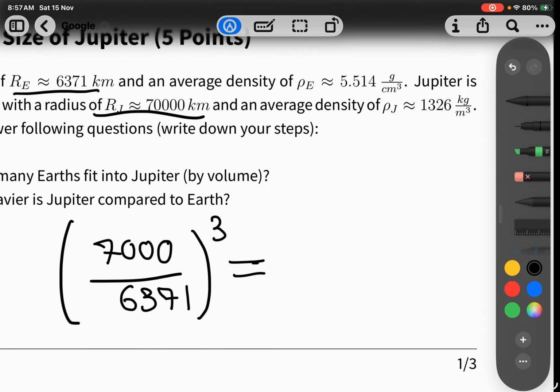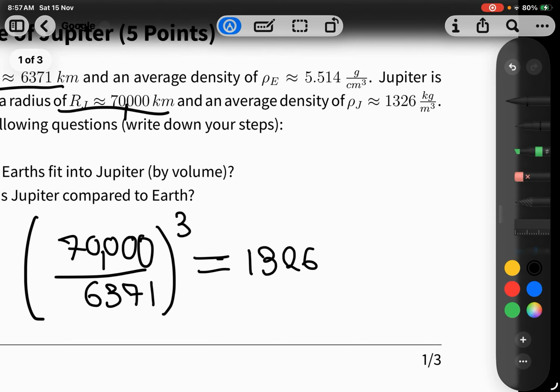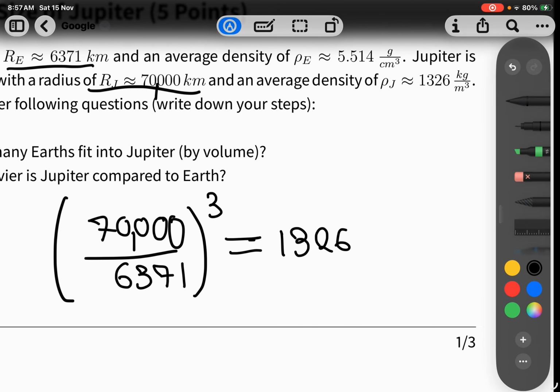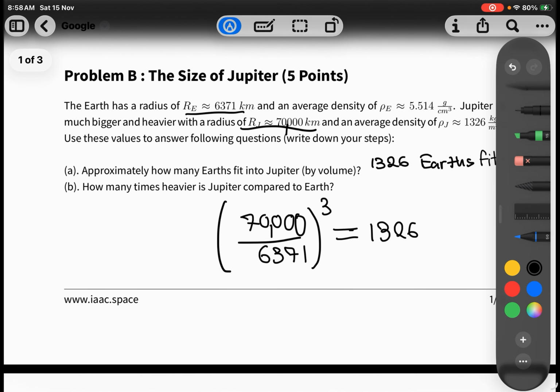So I'm getting an answer of 1.3. Oh no, wait, it's not that. I accidentally put 7,000. It's kilometers, so it will have to be in meters. Oh yeah, this is 70,000. That's my mistake. So with 70,000, I get 1,326. So 1,326 Earths fit into Jupiter.